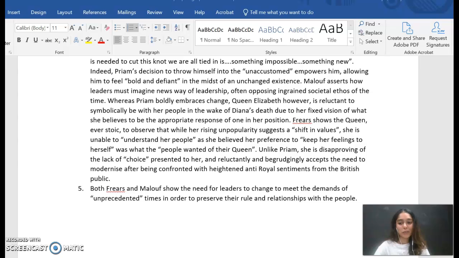Actually, I'm also back because I realized I've got 15 minutes. I think last time I feel like I only had 10, or maybe I had 15, and maybe I'm going crazy. So I'll just redo that last sentence. Both Frears and Malouf show the need for leaders to change in order to meet the demands of the unprecedented times in order to preserve their rule and relationships with the people.